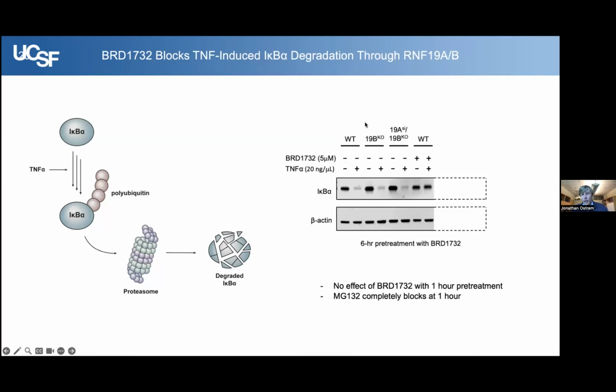If we look at RNF19B knockout, and then we also perform siRNA for RNF19A, we see no effect on TNF-stimulated degradation in the absence of our compound. But now we completely lose the effect of 1732 in the combined knockout and siRNA. And it's important to say that if we treat for only 1 hour with 1732, we see no effect on TNF-stimulated degradation of I-kappa B alpha, whereas MG132 completely blocks the effect with co-treatment or 1 hour pre-treatment.